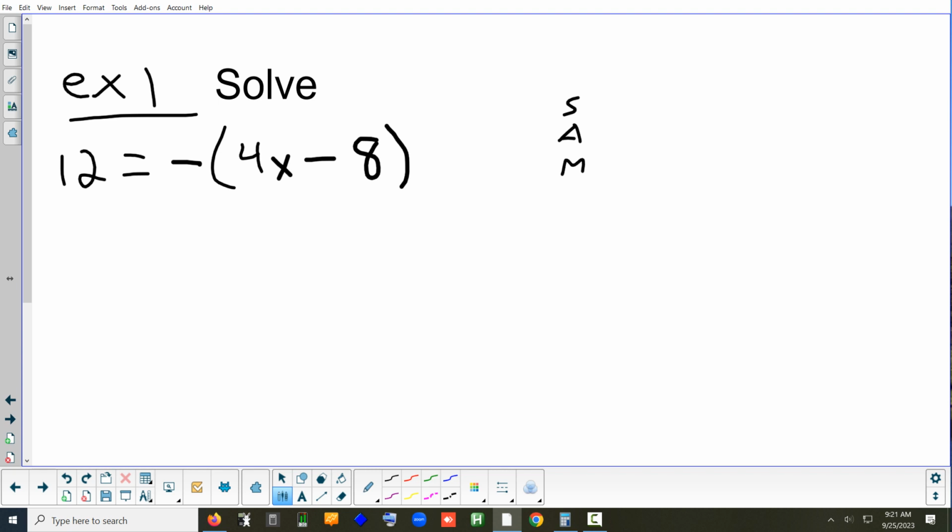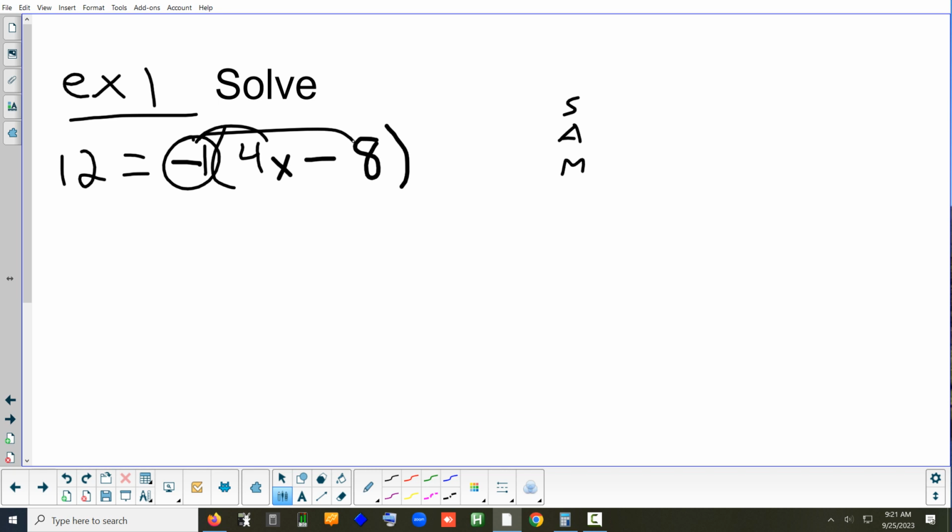Okay, so our first problem, it does have distributive property. So that's the first thing we look for under SAM. And what am I distributing in this case? -1. Right, if you want to make that a -1, you can put the 1 in there. So we're distributing -1. Sometimes I circle it, and then I draw out what I'm distributing to.